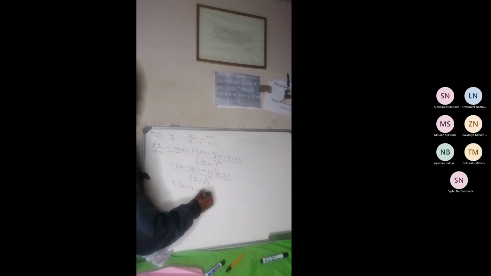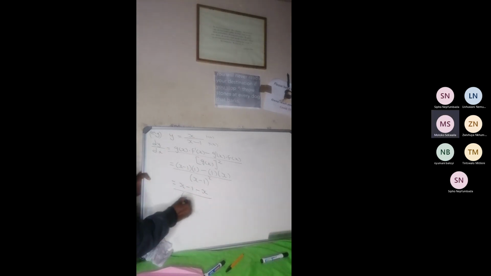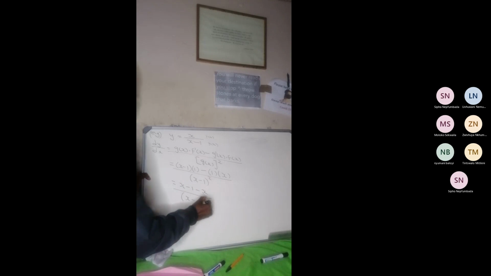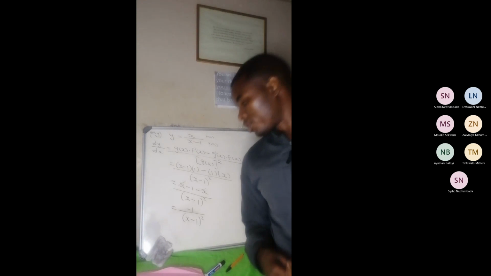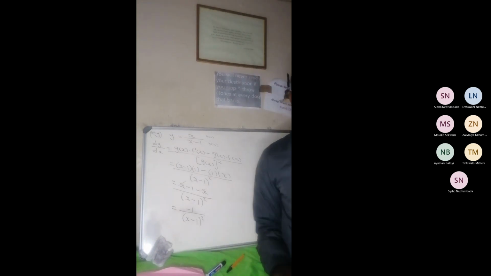Yes. Then we remove the brackets. We have x minus 1 minus x, divided by x minus 1 to the power 2. When we group the like terms, we find x and x cancelling each other, leaving minus 1, all divided by x minus 1 to the power 2. So I can tell that this is our final answer.